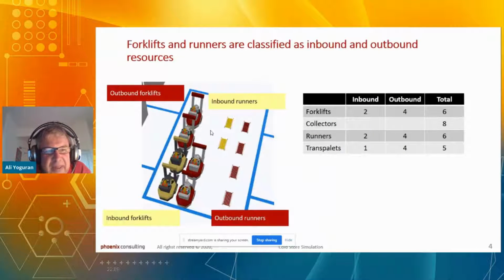So let me start with the resources and show you some screenshots of how the simulation ran and what results we got and what final decision we made. As I said, we had forklifts, collectors, runners, and transpallets. We decided to split the forklifts for dedicated tasks. So we had outbound forklifts, the red ones here, and inbound forklifts, the yellow ones here. And these runners are the machines also assigned to inbound operations and outbound operations.